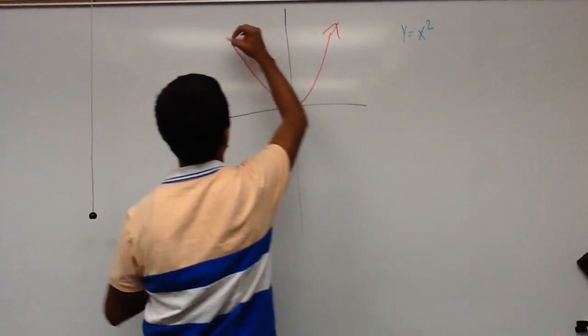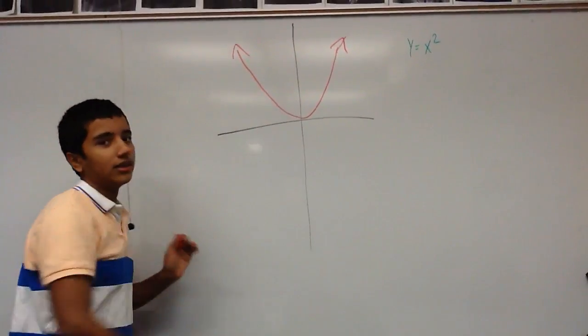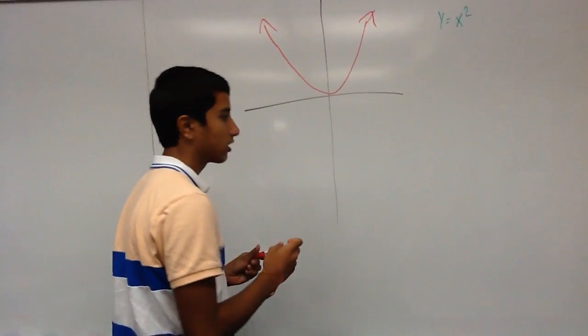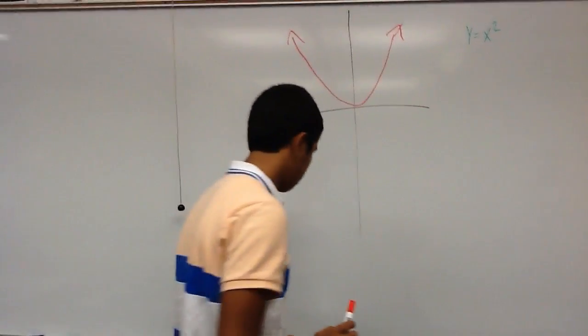It's going to have arrows on both sides, which means it's going to go all the way. It will never stop, so it's continuous. That is a continuous graph. And then let's look at a non-continuous graph, just for example.